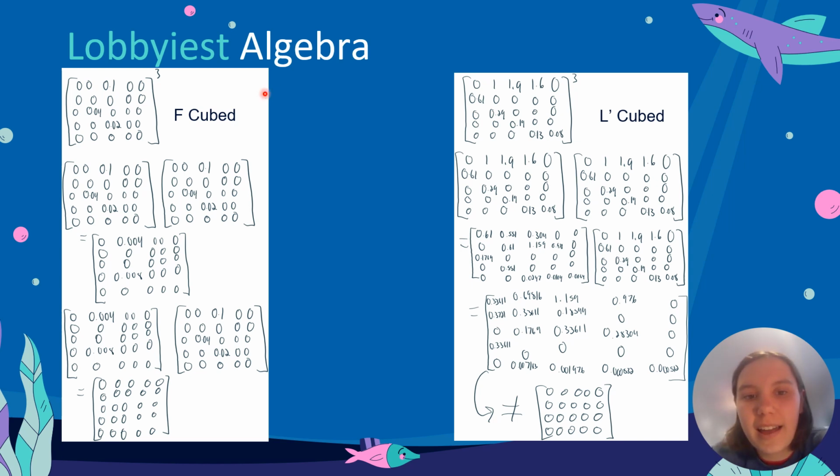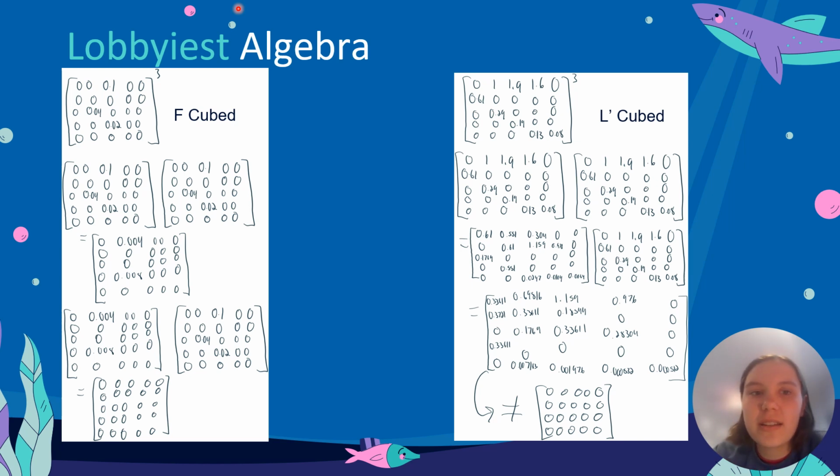Just looking at our algebra here, this is our F matrix, and I did all the algebra out to cube it, and it is in fact all zeros. So yes, the lobbyist is correct that F cubed equals 0. However, as we just saw on the previous slide, L prime is the effect on the overall population of fish. That is L minus F, as we saw.